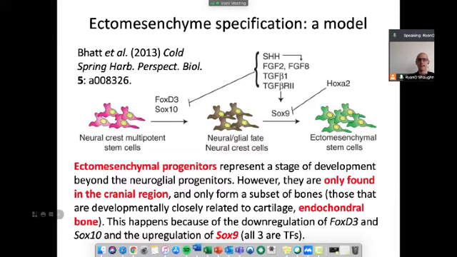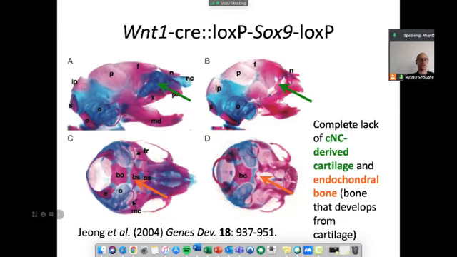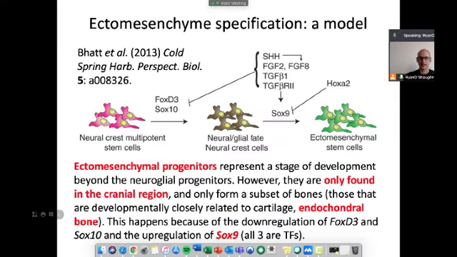This happens because of the downregulation of FOXD3 and SOX10 and the upregulation of SOX9. Remember that if we don't have SOX9, we lose the neural crest derived cartilage and endochondral bone. So SOX9 is required to form these ectomesenchymal stem cells that are able to produce bone and cartilage.